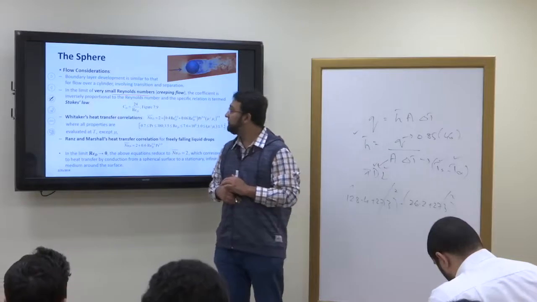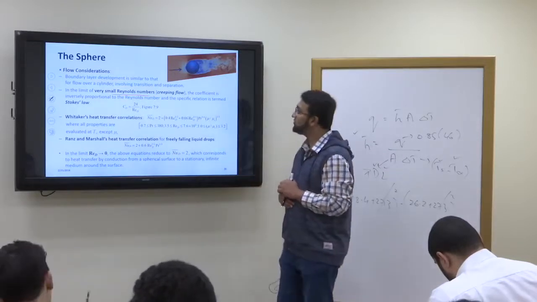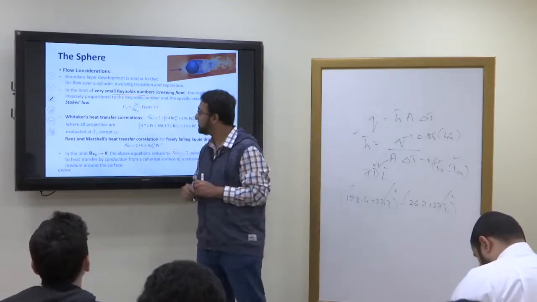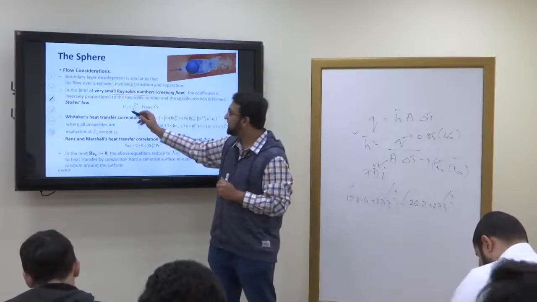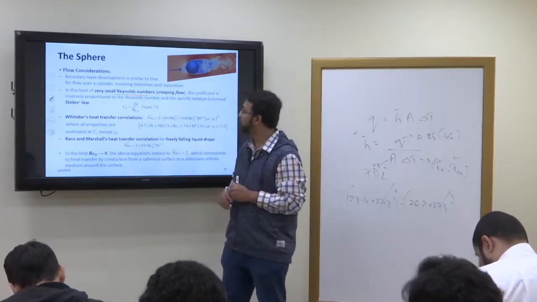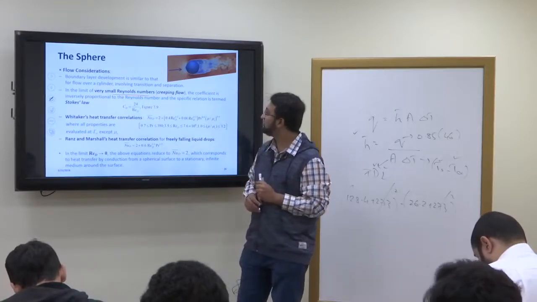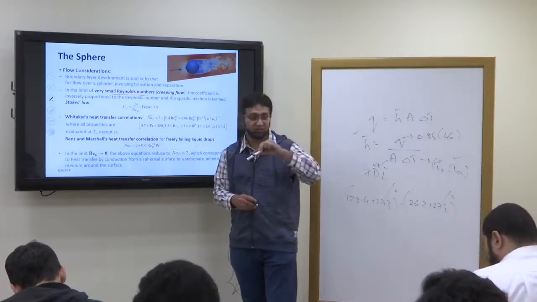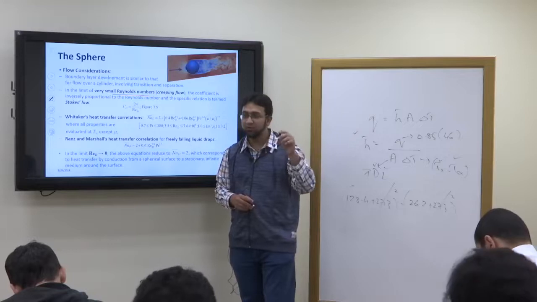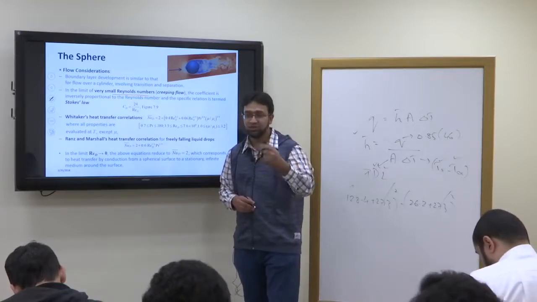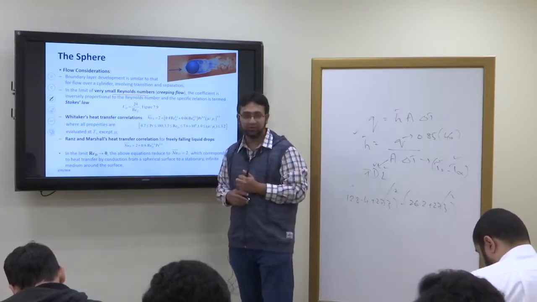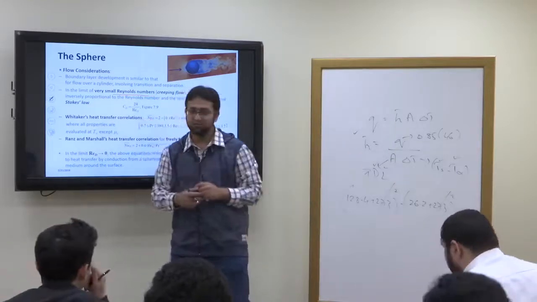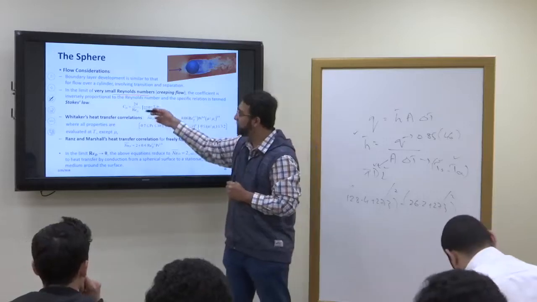Okay, so if you have creeping flows, then the coefficient of drag, CD, will be equal to 24 upon Reynolds number. So this is the formula for the case of a sphere. If you have a sphere with creeping flows, then CD is the coefficient of drag. How much drag will be there? That will be 24 upon Reynolds number.